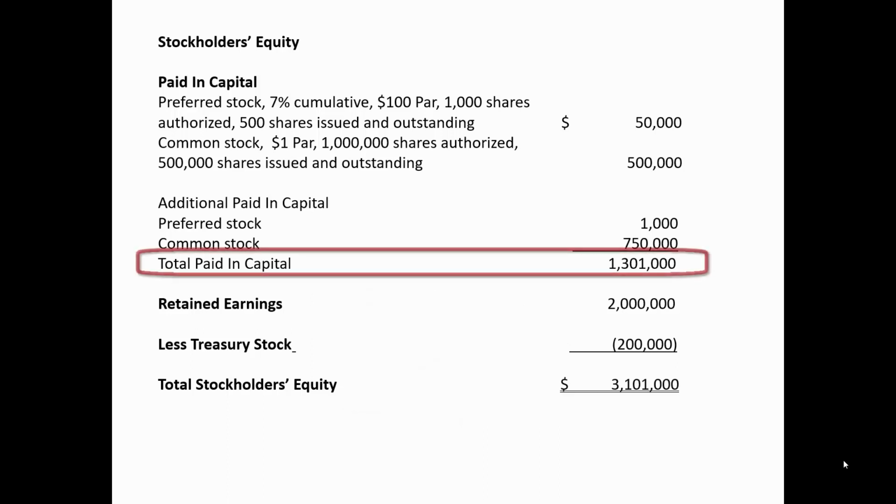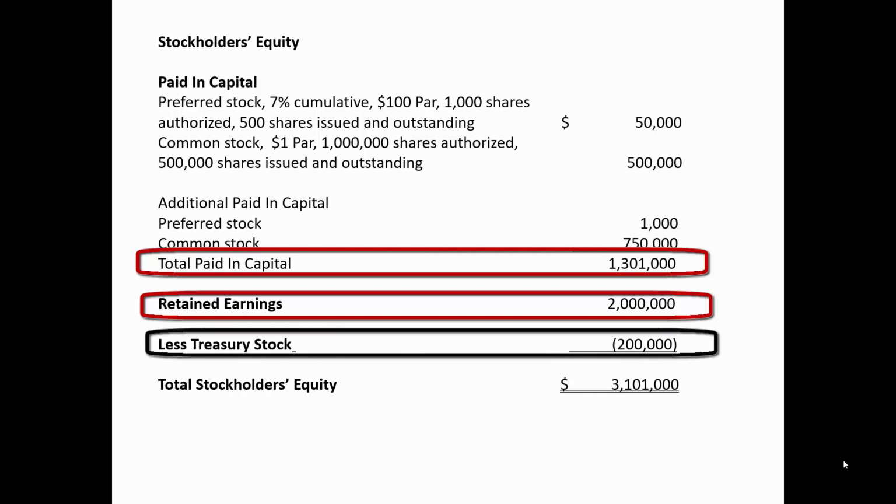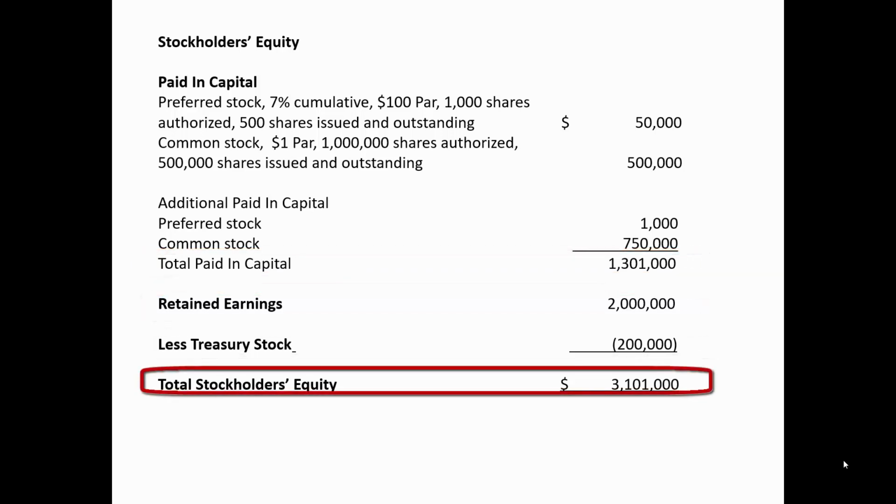So you add up the paid in capital, that's the money the shareholders gave us. Retained earnings, that's the money that we've earned on their behalf. And you subtract out the treasury stock, those are the shares we bought back, to give you your total shareholders equity.